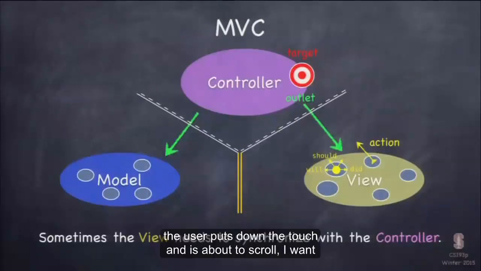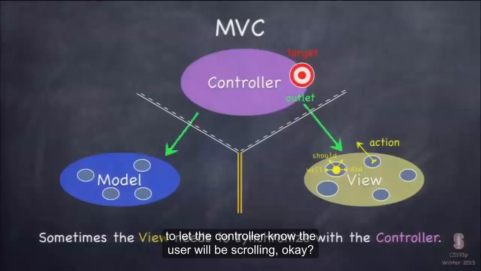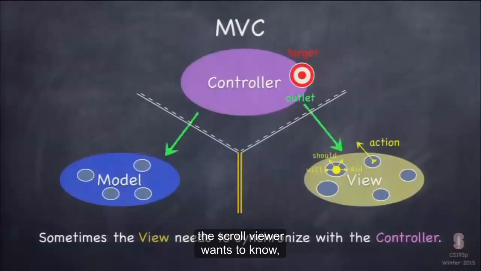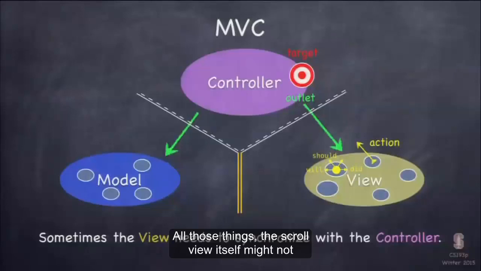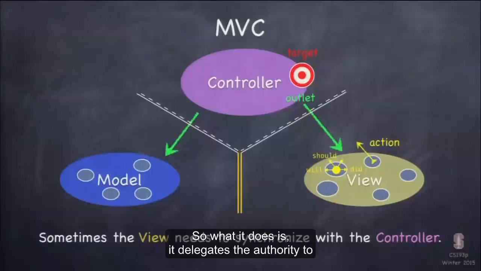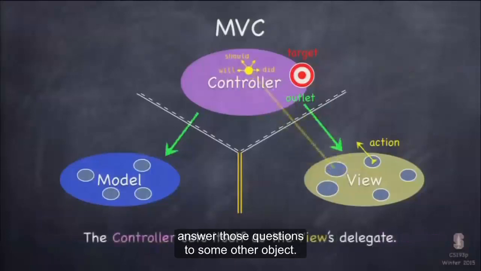Or the user puts down the touch and is about to scroll, I want to let the controller know the user will be scrolling. Or the user puts the touch down and the scroll view wants to know, should I allow the user to scroll here? Is that allowed? All those things, the scroll view itself might not have enough logic to know the answer to those questions. So what it does is it delegates the authority to answer those questions to some other object.